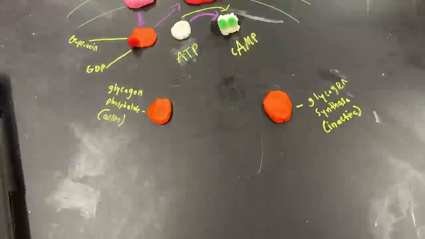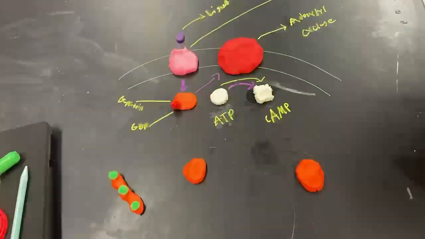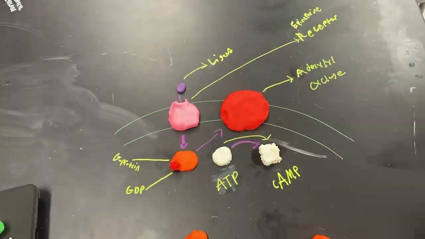Our first form of cell signaling will be GPCR, or G protein-coupled receptor signaling. When a ligand binds to a receptor on the cell membrane, it causes a G protein to be activated with GTP. GTP knocks off the GDP and causes the G protein to bind to an enzyme. When this occurs, the enzyme is activated and creates cyclic AMP, which is the second messenger.